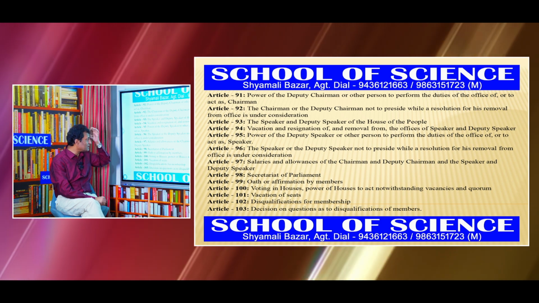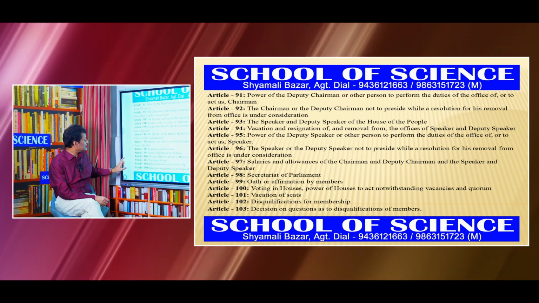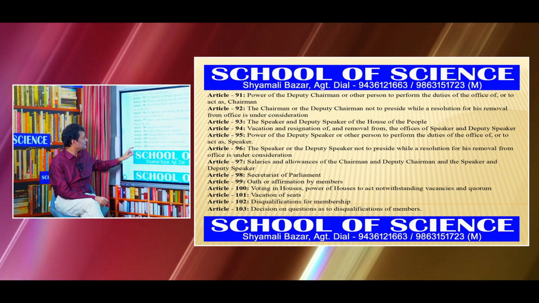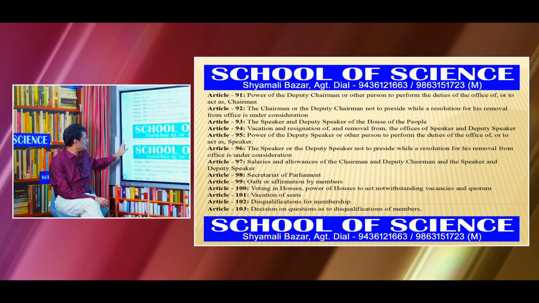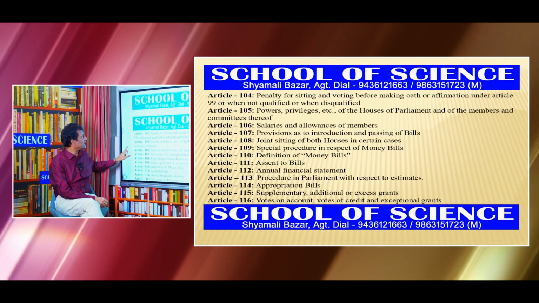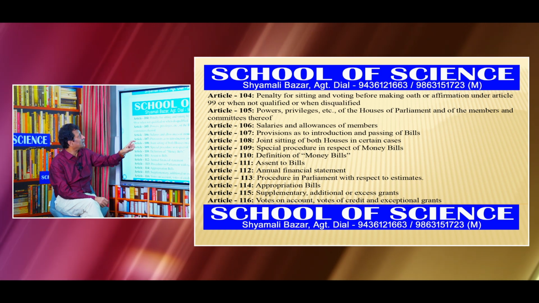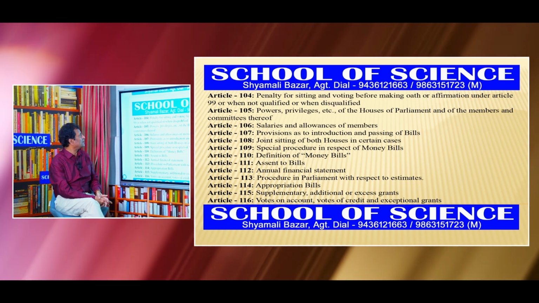Article 102 disqualifications for membership, as we discussed earlier. Article 103 decision on questions as to disqualifications of members. Article 104 penalty for sitting and voting before making oath or affirmation under Article 99 or when not qualified or when disqualified.